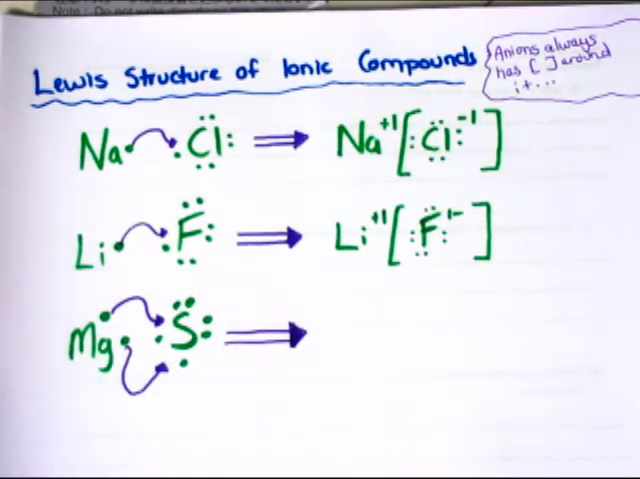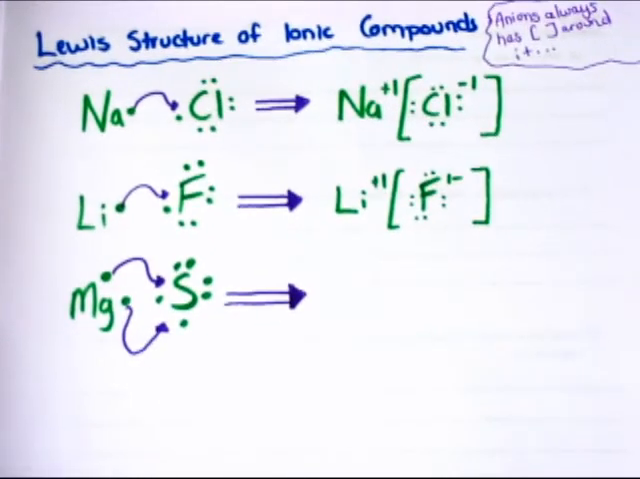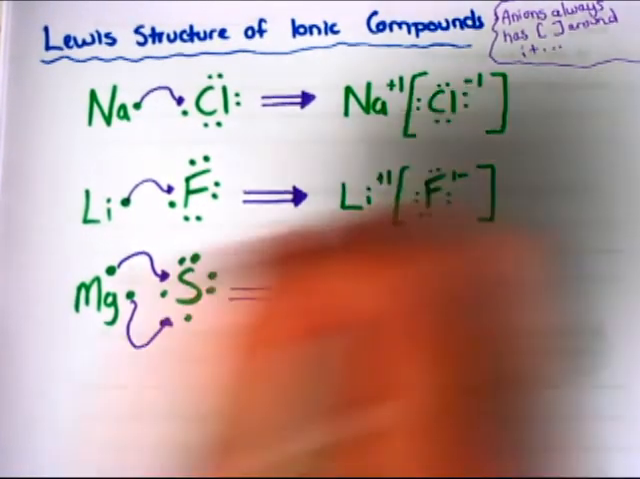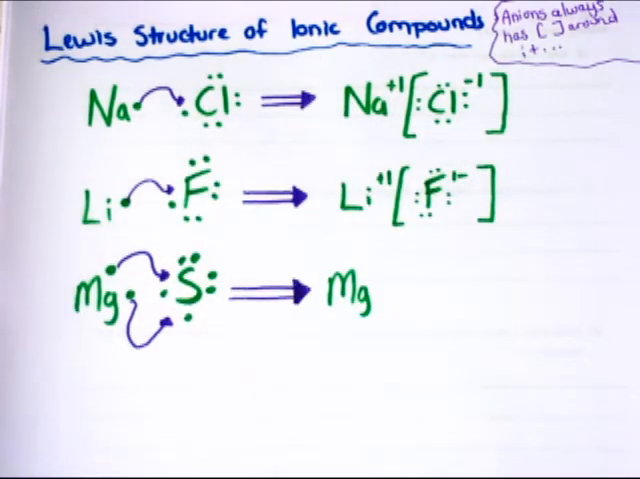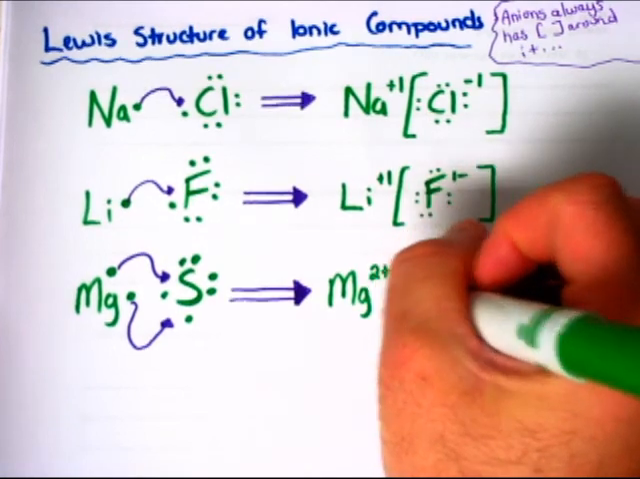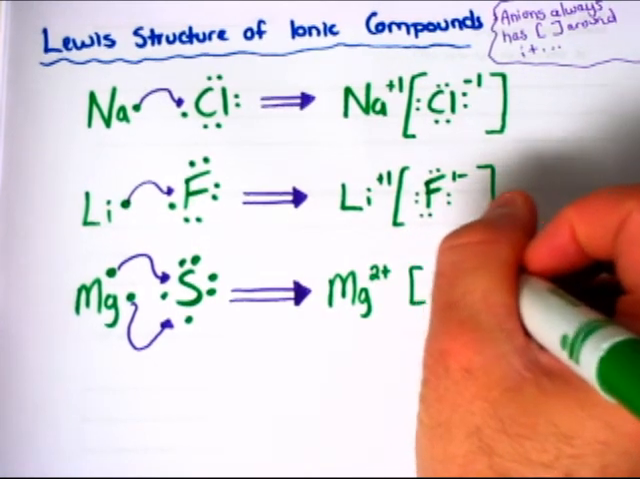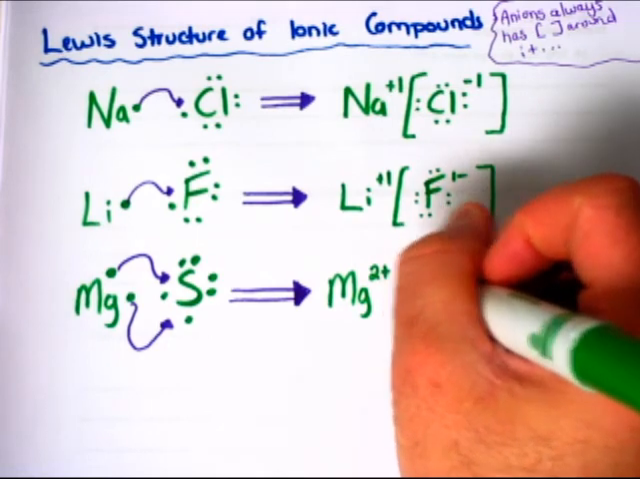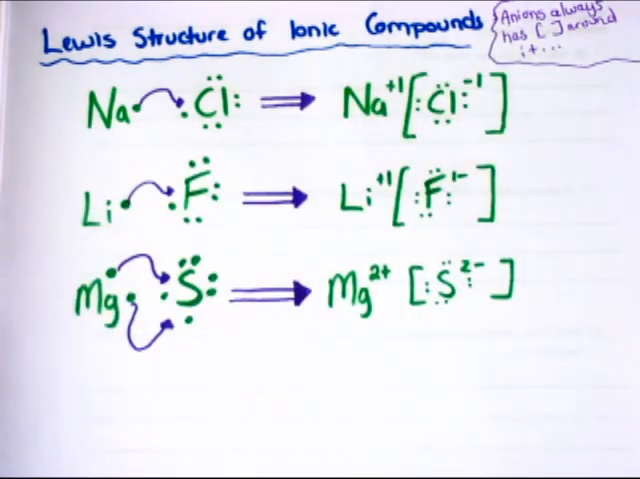In the end, what are we going to have? Mg, and what's magnesium's charge going to be? Plus 2. Because it's losing how many electrons? 2. What's the charge of sulfur going to be? Minus 2. Very good. And it's going to have how many electrons around it? 8, 8, 8. Cool?